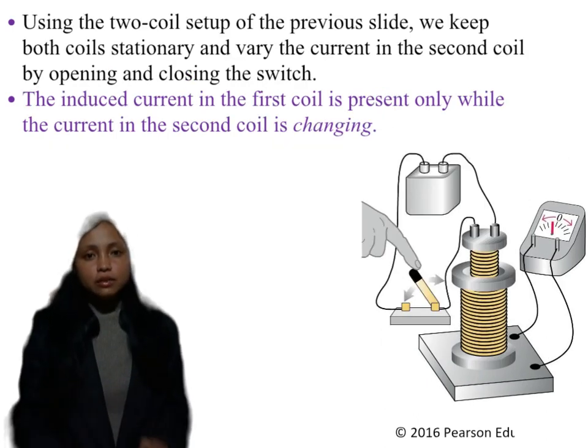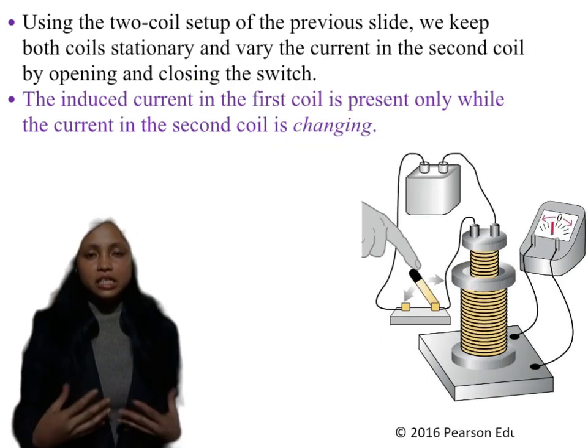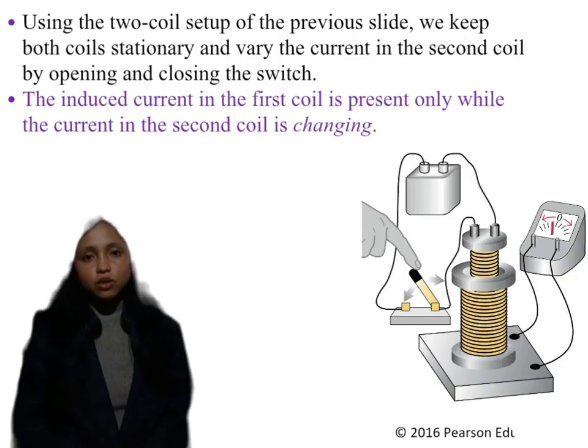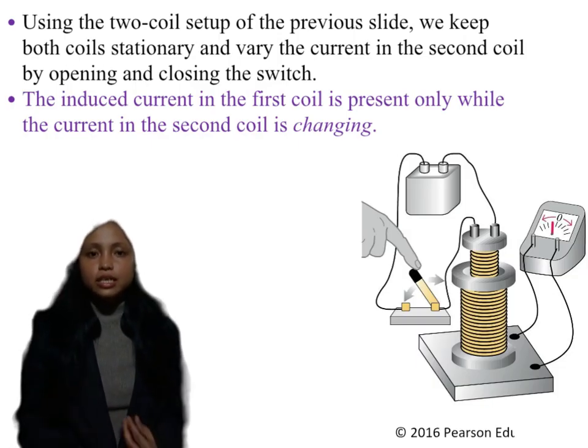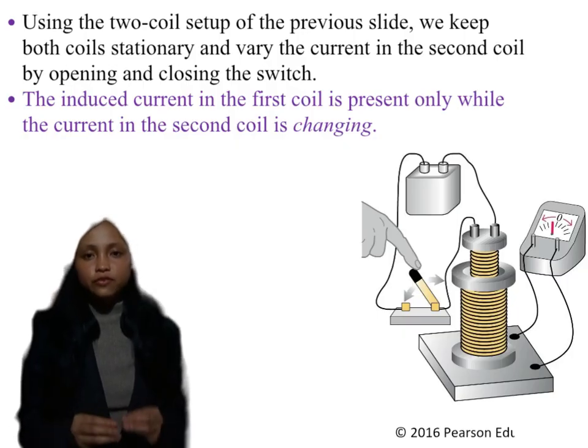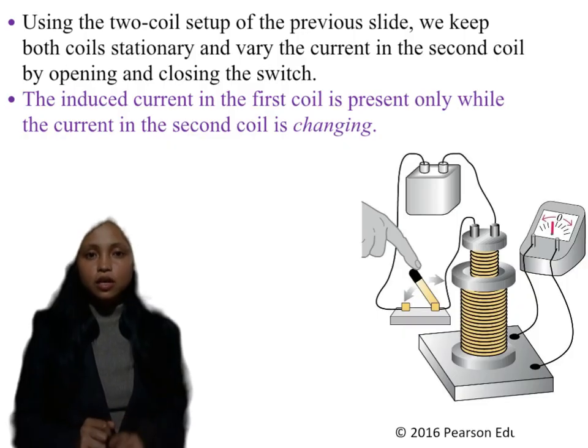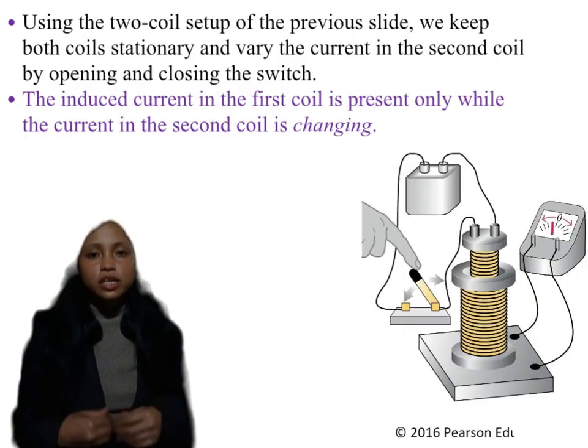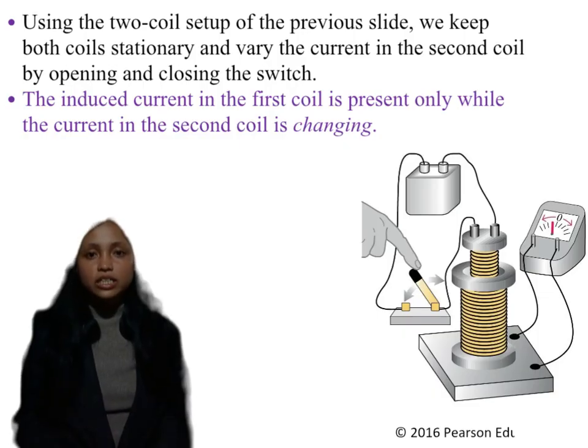Here, both coils remain stationary. Take note that when the current in the second coil changes, a current is induced in the first coil. When the current is constant, no induction occurs. This is because changing current means changing magnetic flux, which causes induction.